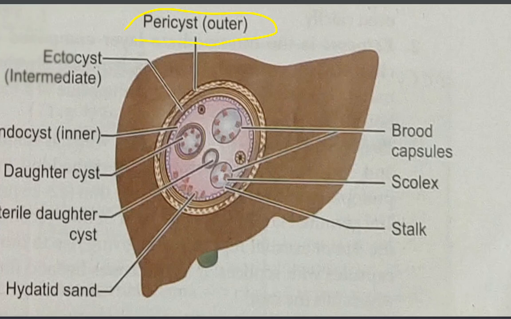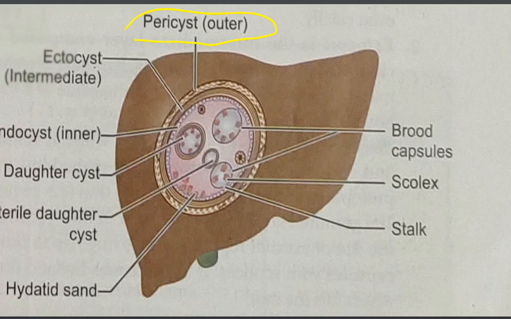Ectocyst is the intermediate layer that is composed of characteristic acellular material. There will be no cells. It is just a chitinous laminated hyaline membrane. How it resembles, friends: it appears like the white of a hard boiled egg. Everyone of us has seen a boiled egg. Next is the endocyst. Endocyst is the innermost layer.